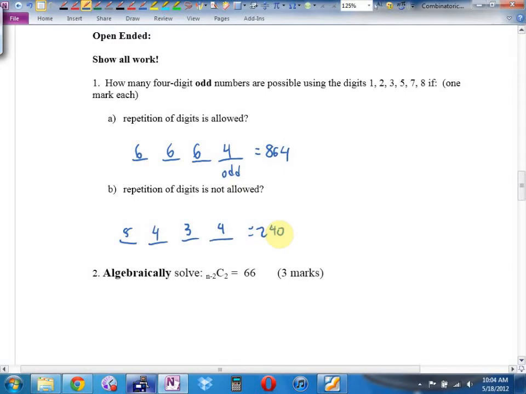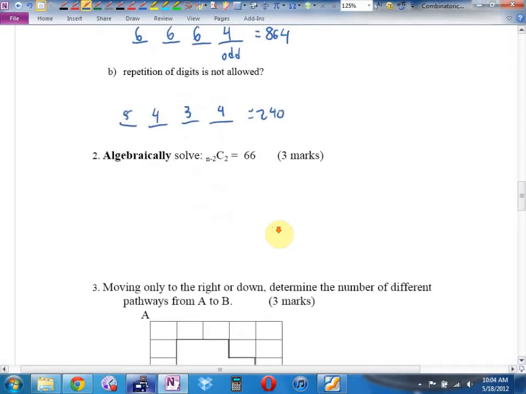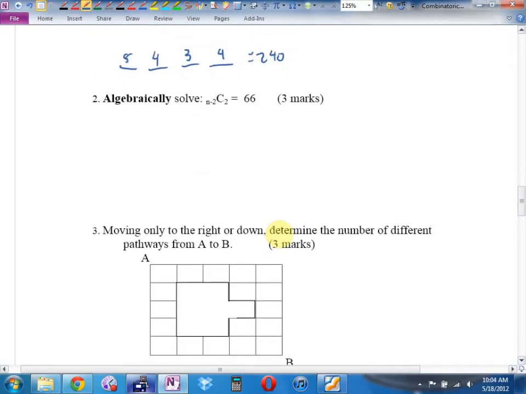I like number 2, it's a nice question. Absolutely, on the written section of your test, I'm going to give you some kind of a factorial type of equation to solve. Algebraically, solve that.